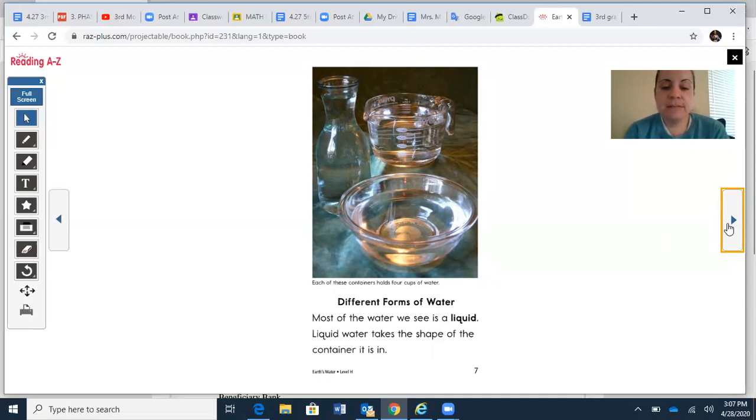Okay, different forms of water. Most of the water we see is a liquid, like this. This is a liquid. Liquid water takes the shape of the container it is in. So if it's in a bowl, it's the shape of the bowl. If it's in something like this, it's in the shape of this.